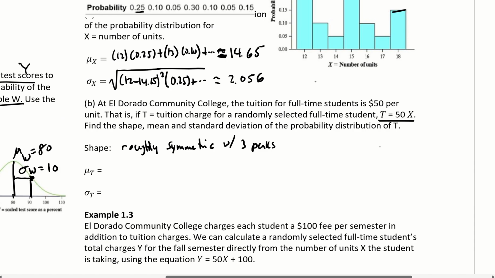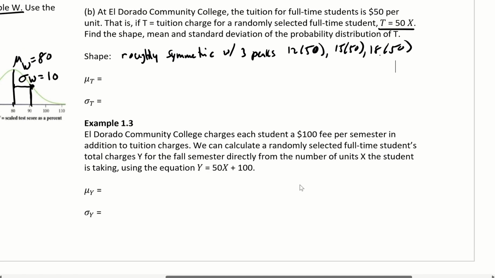These are going to be multiplied by 50, right? So we should really clarify that. So peaks at 12 technically is 12 times 50, right? 15 times 50, and then 18 times 50. So the peaks are going to be technically at those values because we're multiplying by 50. Although the shape doesn't change, the locations of the peaks are different numbers.